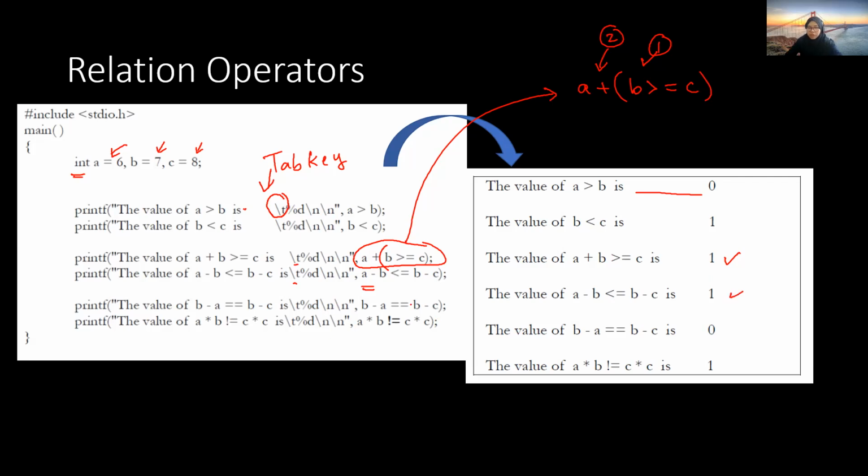So the moral of the story is, you do the adding, multiplication, or anything like that first, and then lastly, you do the relation operator. What is the relationship between left and right? Is it true or false? So that is the meaning of that.